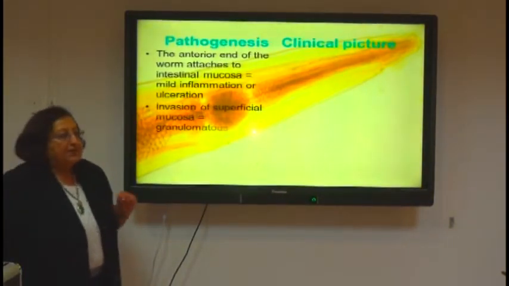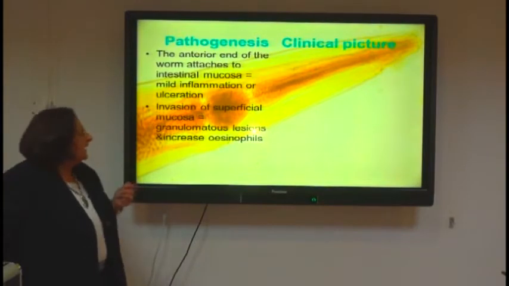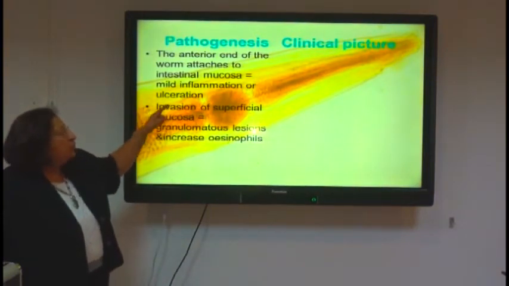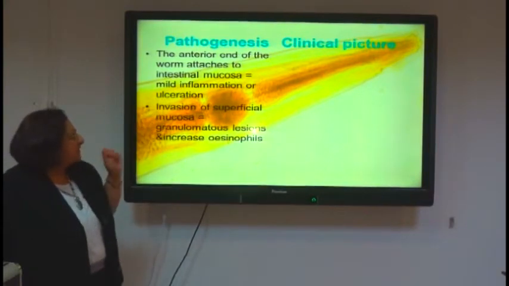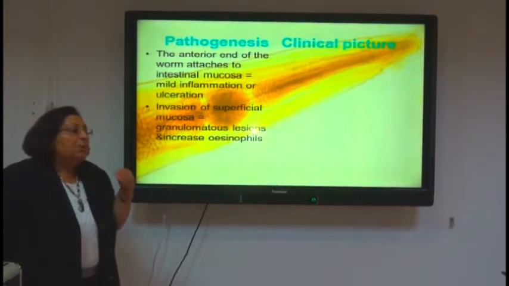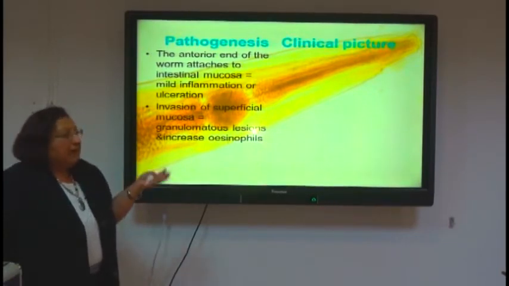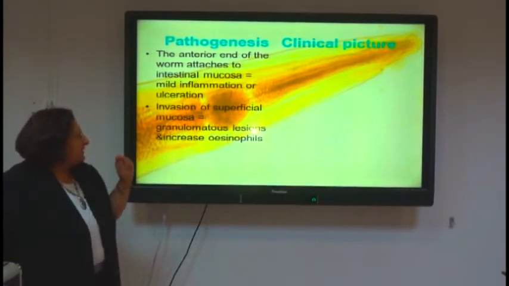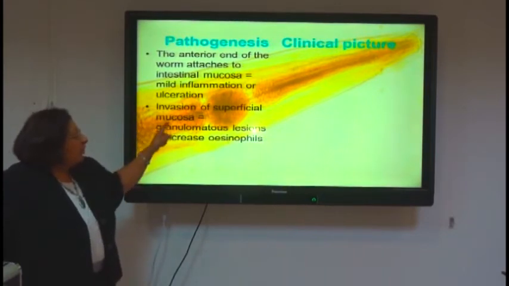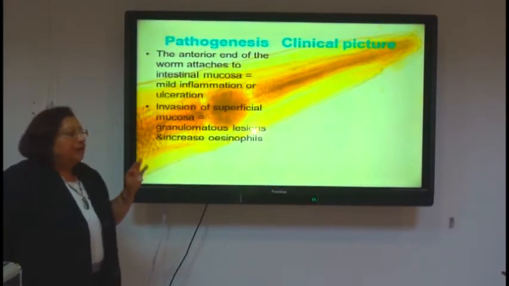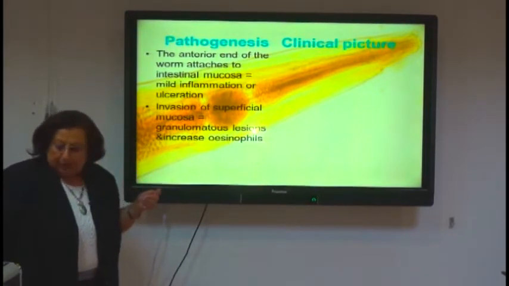This is a point we have to understand: the anterior end of the worm is attached to the intestinal mucosa, as we have seen previously. So this leads to mild inflammation and ulceration, giving rise to dysentery, as we will see. There is invasion of the superficial area of the mucosa, leading to granulomatous lesion, and here sometimes we can see eosinophils, sometimes, not always.